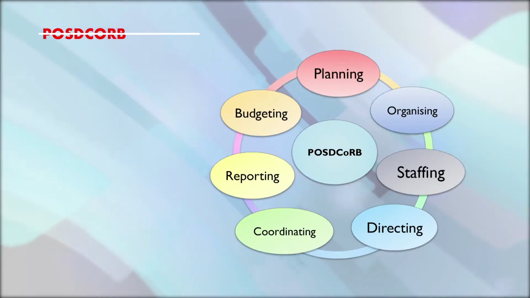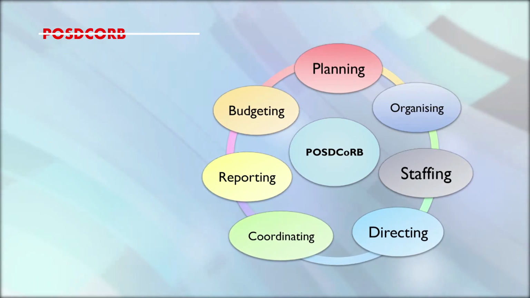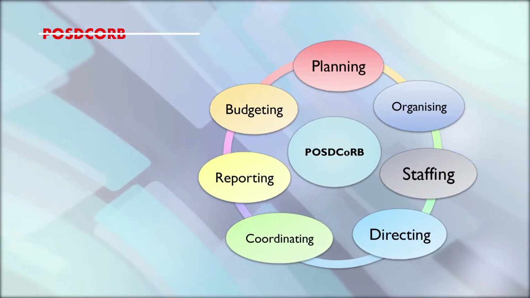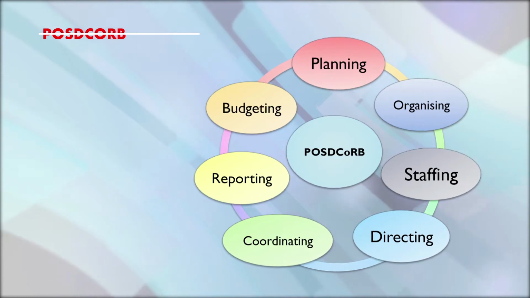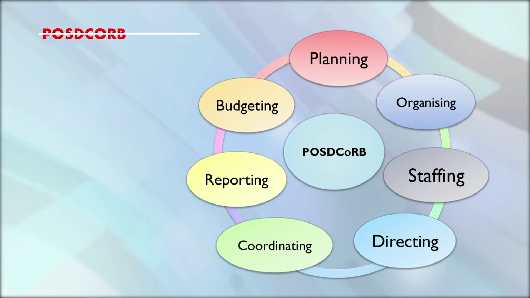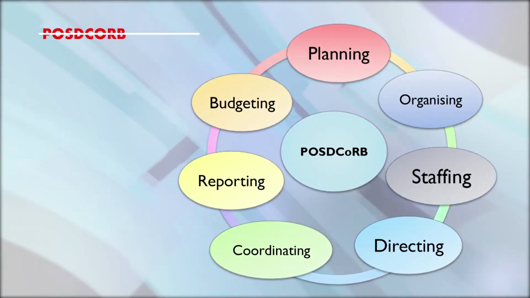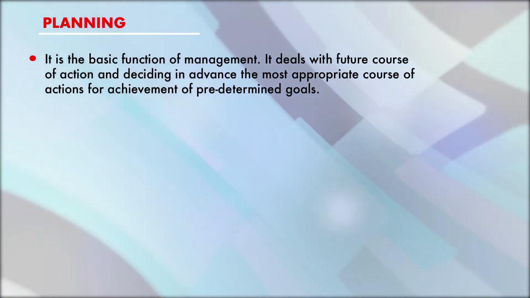So, this is POSDCORB. It is represented by P, O, S, D, C, O, R and B. Here P represents planning, O represents organizing, S represents staffing, D represents directing, C represents coordinating, R represents reporting and B represents budgeting. So, starting from the planning function.